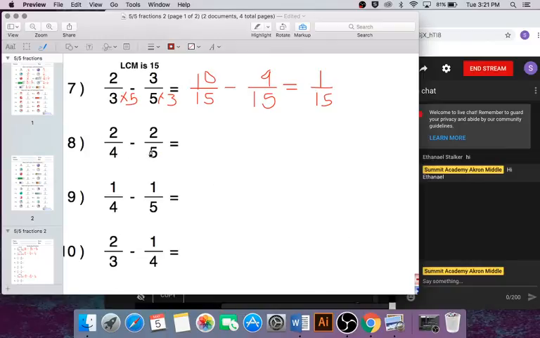Number 8, we have 4 and 5. So we would use a multiplication chart and look at our 4 times table and our 5 times table and see that the least common multiple of 4 and 5 is 20. So both of our fractions are going to be over 20. Four times 5 is 20, and 5 times 4 is 20.